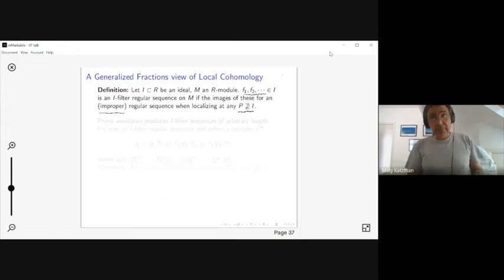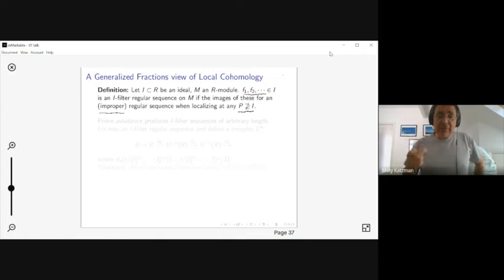Now, it takes some time to figure out what this is all about, but it's a good exercise. If you haven't seen this before, convince yourself that these I-filter regular sequences exist, and you can take them to have any arbitrary length. And the point is that when you are constructing these I-filter regular sequences, you're trying to avoid choosing an element in the union of the associated primes that do not contain I.